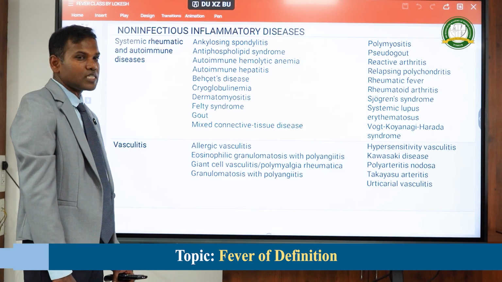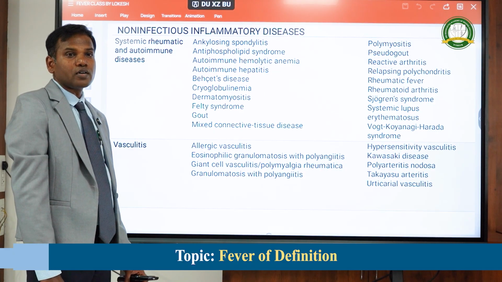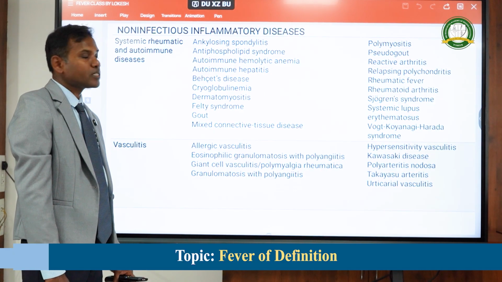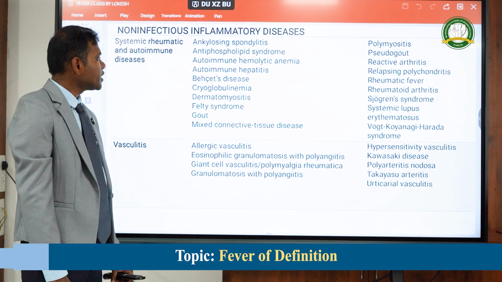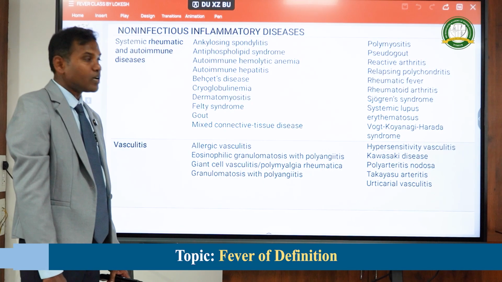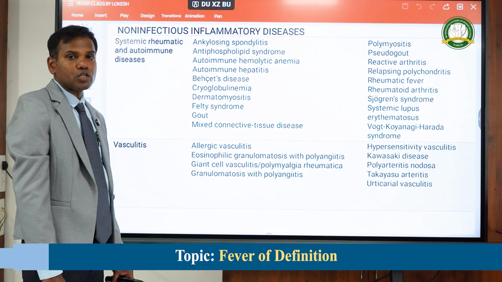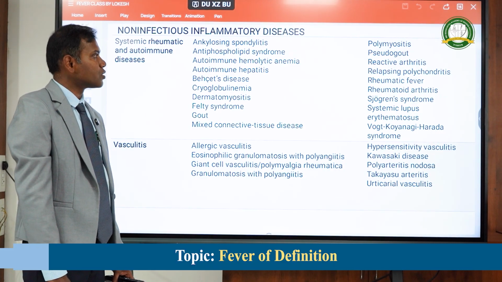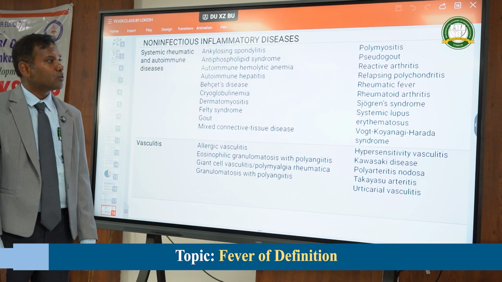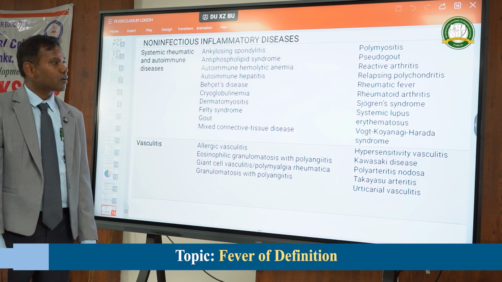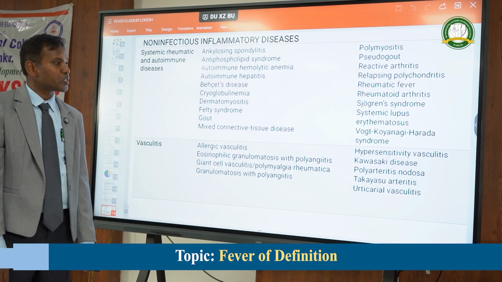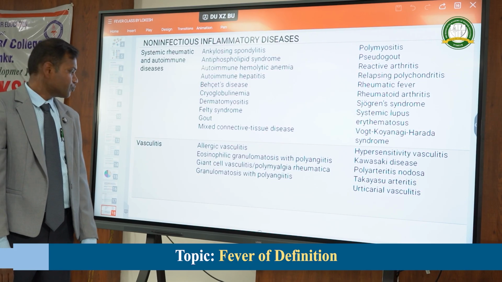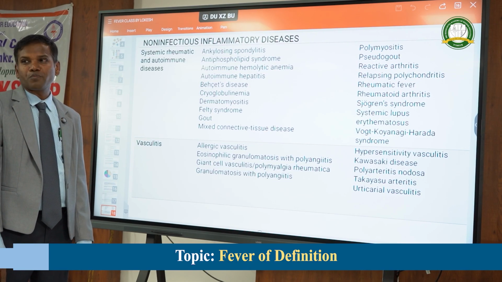Non-infectious inflammatory diseases, we have a wide variety of things, under which we have rheumatological causes and connective tissue disorders, like ankylosing spondylitis, antiphospholipid antibody syndrome, autoimmune hemolytic anemia, autoimmune hepatitis, Behçet's disease, cryoglobulinemia, dermatomyositis, Felty syndrome, gout, and mixed connective tissue disorders. You have polymyositis, pseudogout, reactive arthritis, relapsing polychondritis, rheumatic fever, rheumatoid arthritis, Sjogren's syndrome, systemic lupus erythematosus, and Vogt-Koyanagi-Harada syndrome. Vasculitic syndromes, yes, they are also an important cause of FUO.